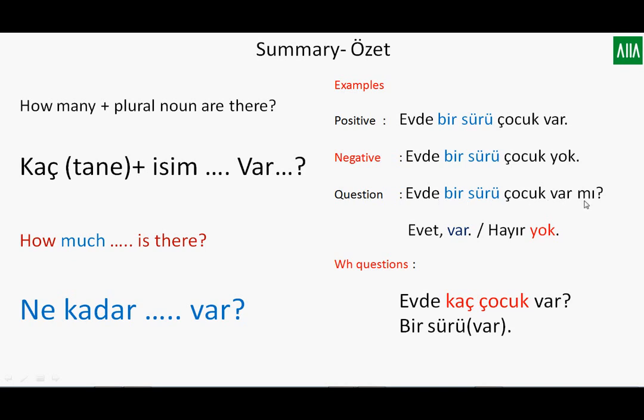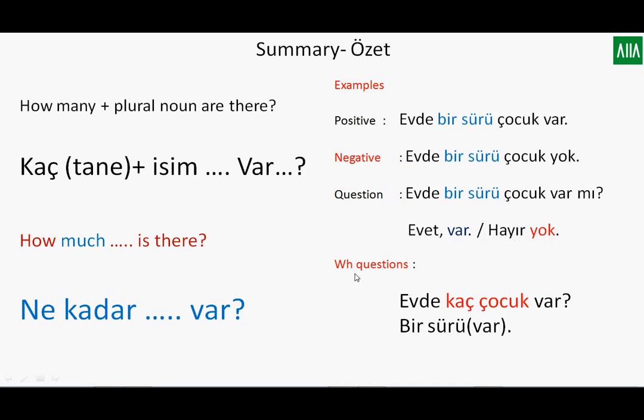Mı is the question word, as you remember from my previous lessons of Turkish learning. Mı is a question word all the time. You should use it to make a question form. If the answer is yes, you can say evet var. If not, hayır yok. Evet var, hayır yok.